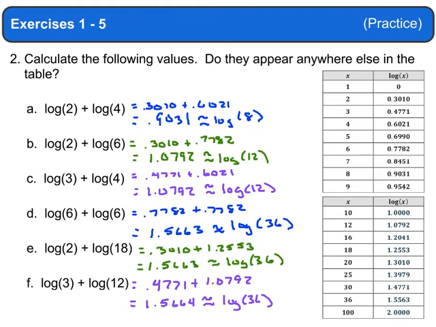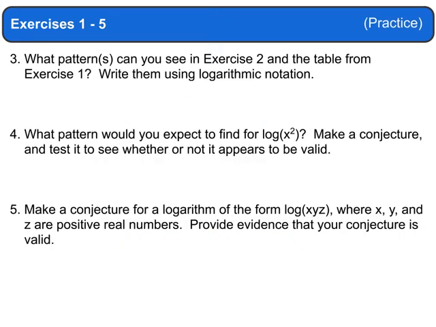So by now they're asking you to say, well, something interesting must be going on. What patterns can you see in exercise 2 from the table? And from exercise 1, write a logarithmic notation that describes that. Well, what we discovered is it turns out that if I have log x and I add that to log y, that is equivalent to the log of the product x times y with a single log.